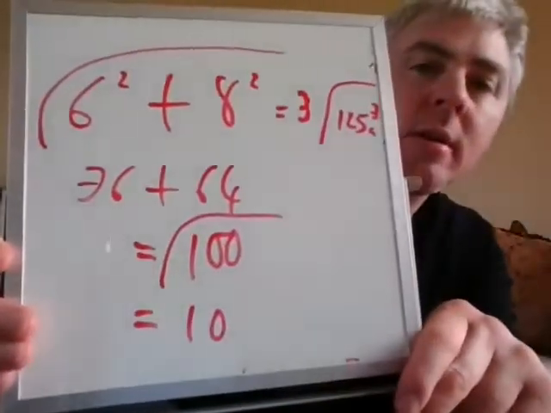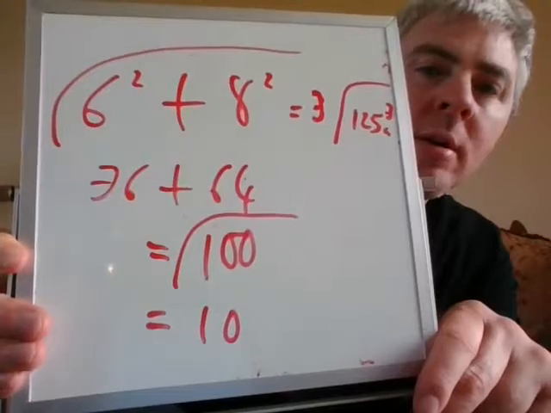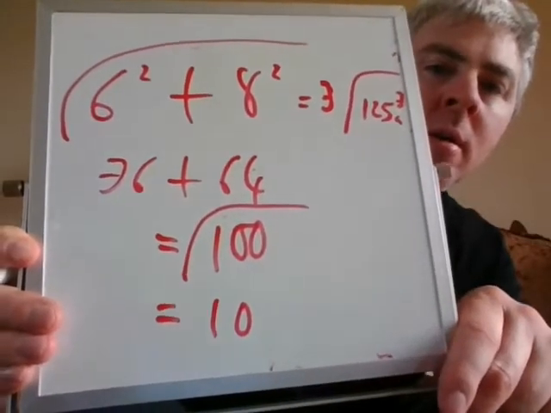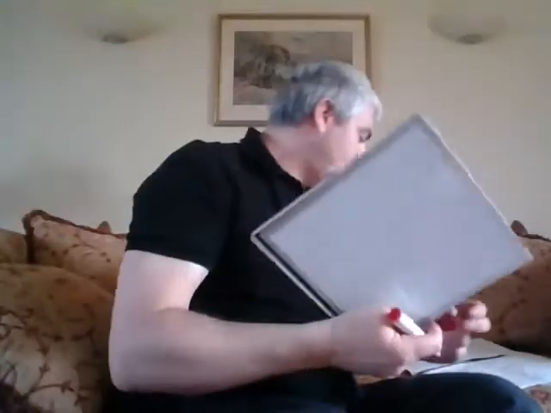So then you just say 6 times 6 is 36, plus 8 times 8 is 64. So that's 100. And then the square root equals 10. Just want to show you that. Yeah, thank you for looking at that.